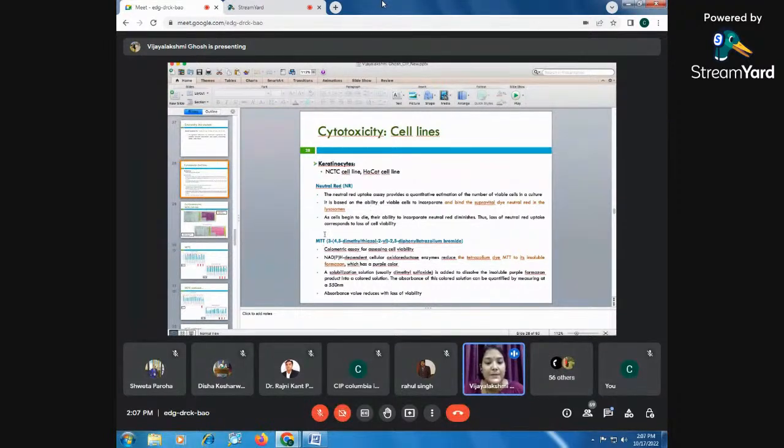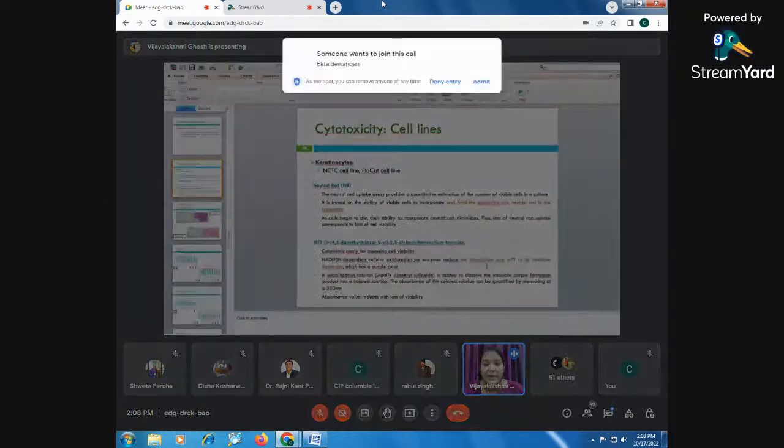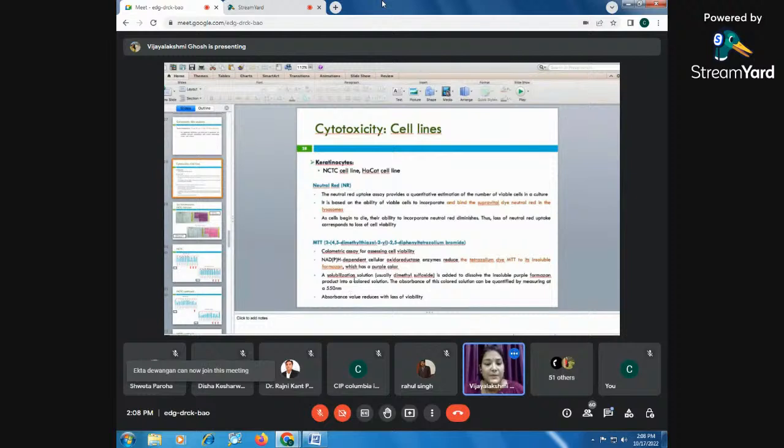And there is another assay, which is MTT. It is a colorimetric assay for assessing cell viability. In this case, the NADPH-dependent cellular oxidoreductase enzyme reduces the tetrazolium dye, which is MTT, to its insoluble formazan. And this insoluble formazan is purple in color. Then we solubilize this insoluble purple formazan by adding dimethyl sulfoxide, and then we take the absorbance at 550 nanometer. And this absorbance value reduces with loss of viability. So again, it is used for viability assay.